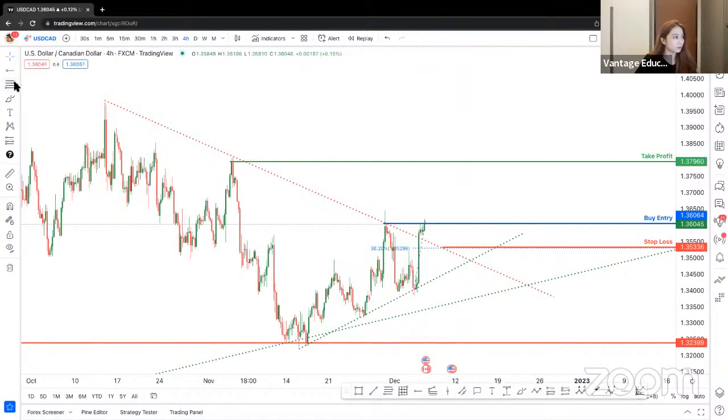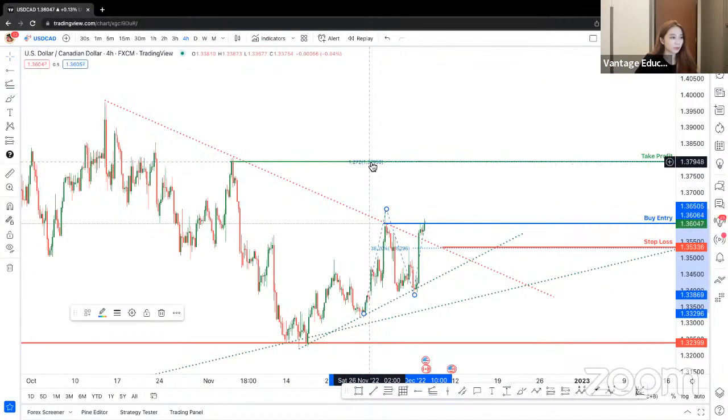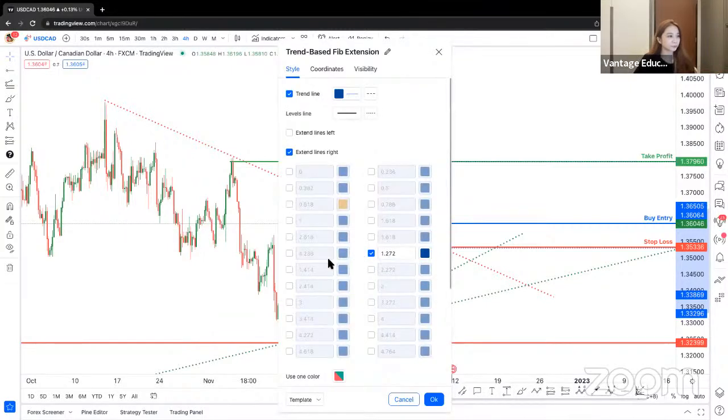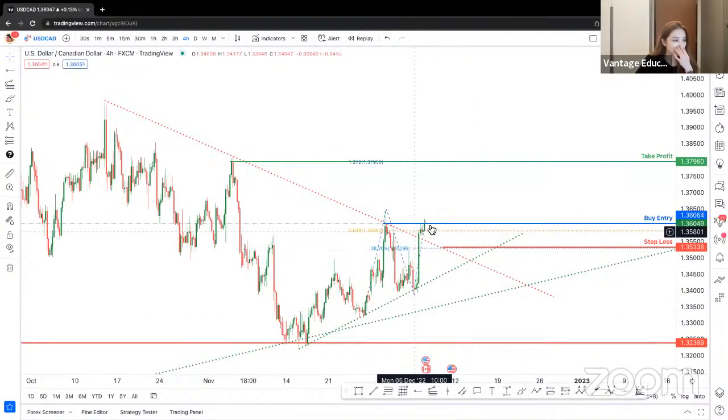Hold on. Then we can use our Fibonacci projection for our take profit. Very nice. 1.272. So our price is clearly trying to exceed 61.8, so that will make our entry a bit more convincing.